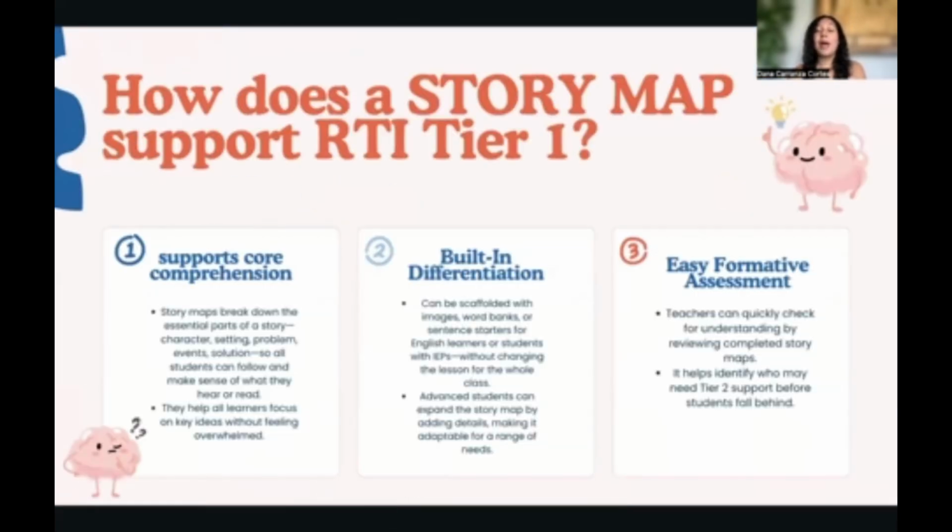And just to wrap this up, how does a story map support RTI Tier 1? The first way it supports RTI Tier 1 is it supports core comprehension. Story maps break down the essential parts of a story, the character, setting, problem, events, and the solution, so all students can follow and make sense of what they are reading or what they hear. They can help all learners focus on key ideas without feeling overwhelmed as everything is stored neatly. If they forgot something at the beginning of the story, it's all in their graphic organizer.